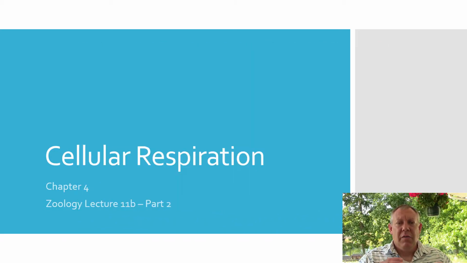Okay, we're back. This is going to be part 2 of cellular respiration. In the first part, we talked about some broad ideas and the idea of activation energy and enzymes and how to make ATP. Now we're going to talk about the specifics, the different processes that go on in the cell that extract energy from your food and put that energy into ATP.